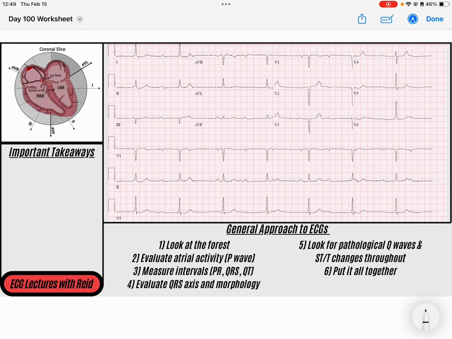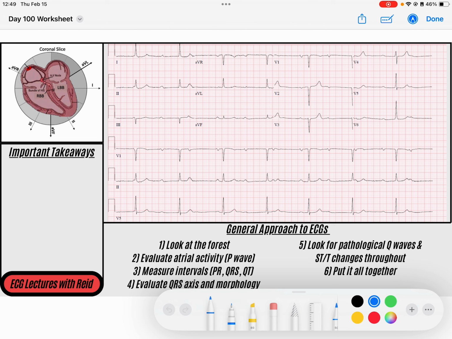So the first thing I'm going to do, like always, is look at the forest, and the trees of the forest are my QRS complexes. And so if you look, I've got maybe pick lead 2 here, I've got a narrow complex rhythm. Seems to be pretty regular, and it stays regular throughout the entirety of the rhythm. My QRS is narrow, like we said.